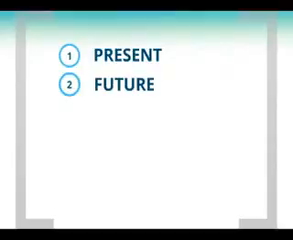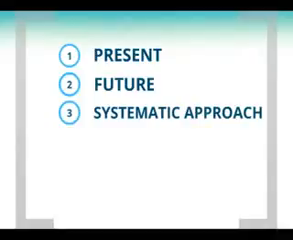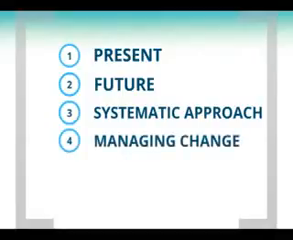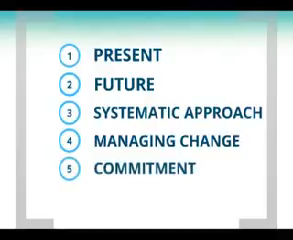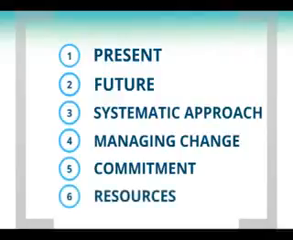Now, to summarize the key considerations in planning. 1. In planning, we talk about the present, or more precisely, improving the present. 2. We talk about the future, or looking ahead to what we want to happen. 3. We talk about a systematic approach, or a step-by-step process of putting together the plan. 4. We talk about managing change, because change in the cooperative does not happen automatically. It has to be managed. 5. There has to be commitment from everyone involved in implementing the plan. And 6. There have to be resources available to those who will implement the plan.